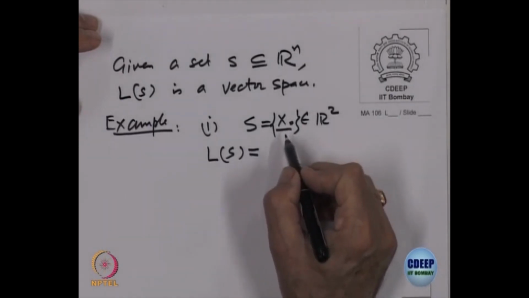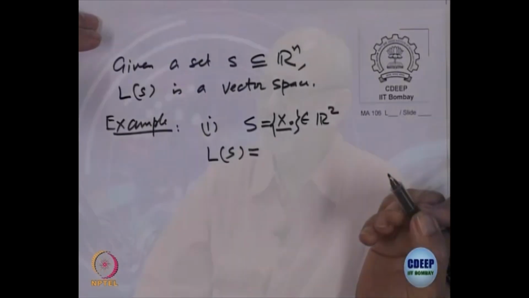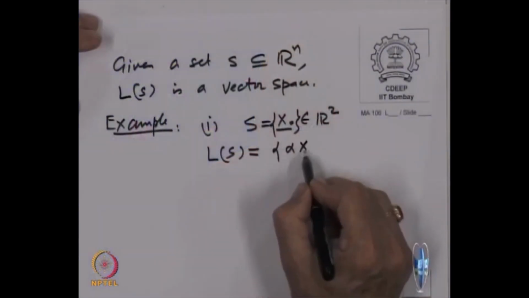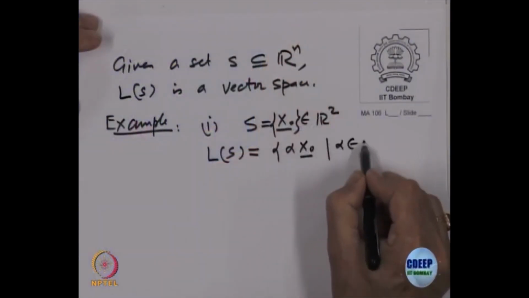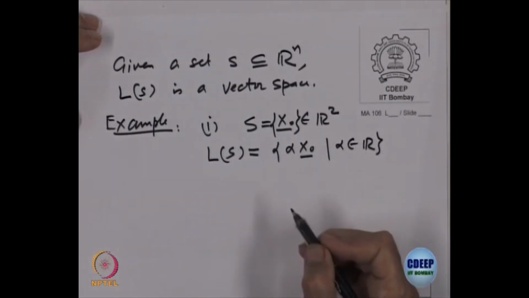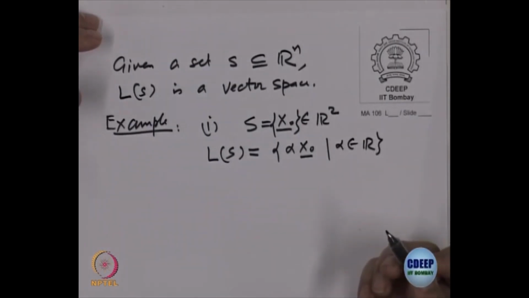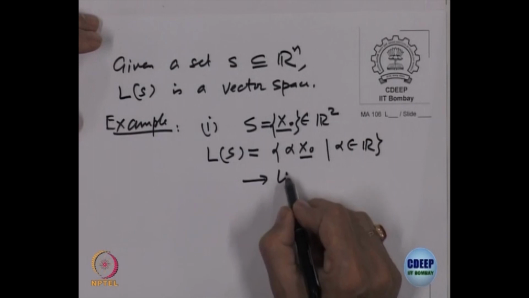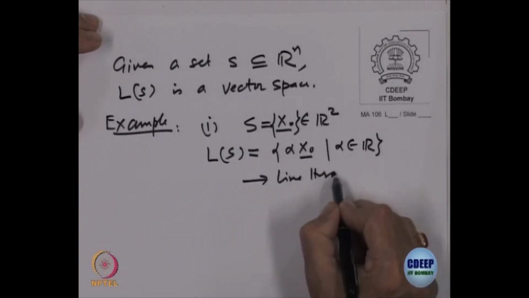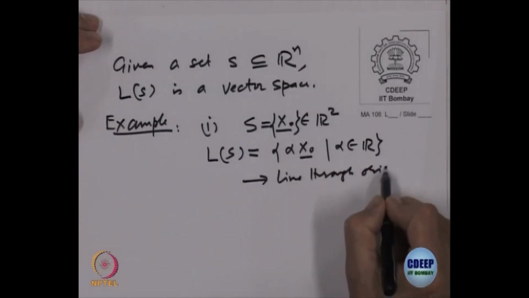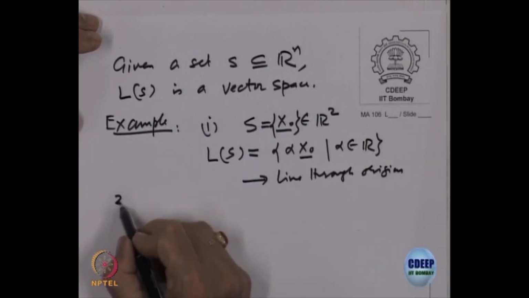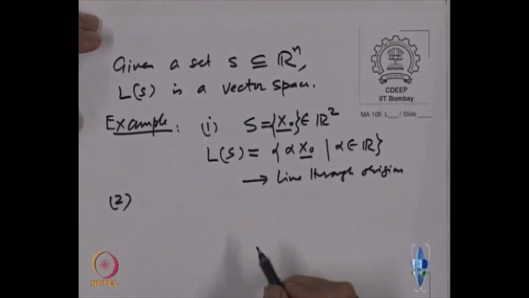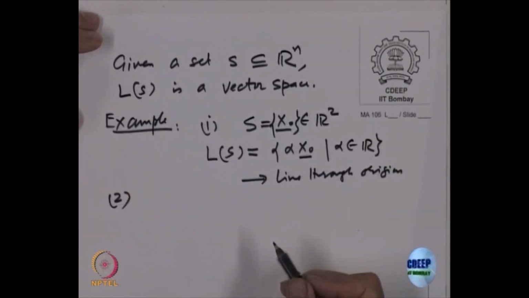So, how will you form linear combinations of it? Only one vector to choose, multiply by a scalar. So, what is L S? Alpha times x naught, alpha belonging to R. Is that okay? That is the only combination possible. So, that was a line through the origin, right. Is it okay? Okay.